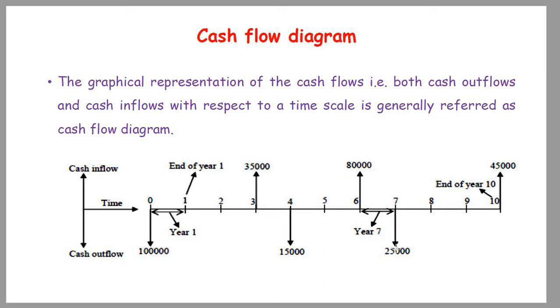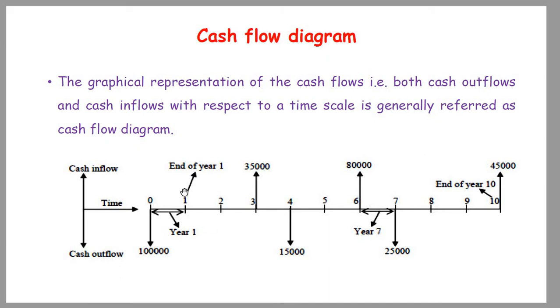and after the seventh year he has made a payment to the bank, or invested, 25,000 rupees, and at the end of 10 years he has got 45,000 rupees. So this is how inflows and outflows are mentioned on a year-wise basis.